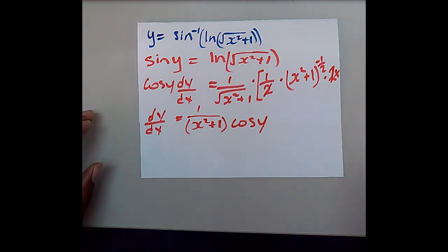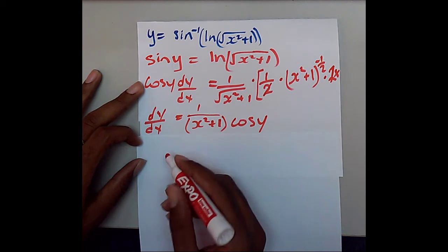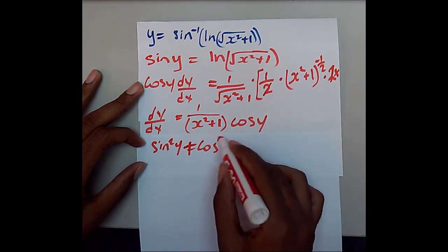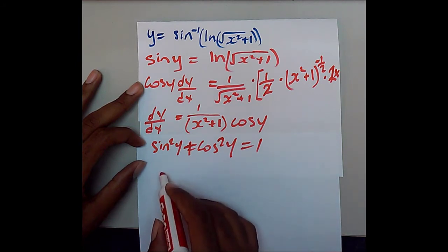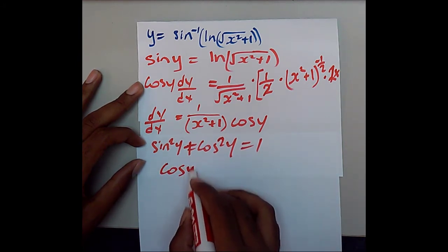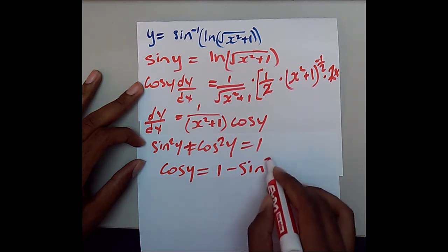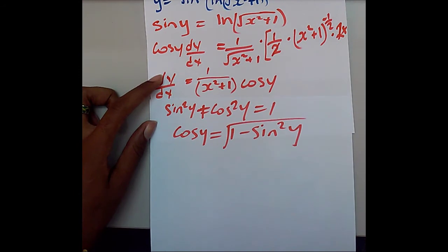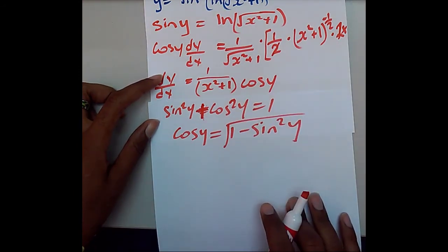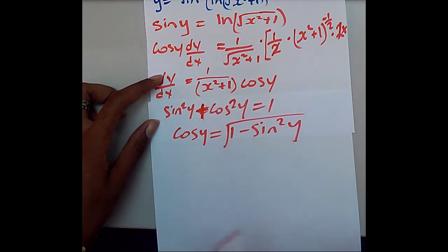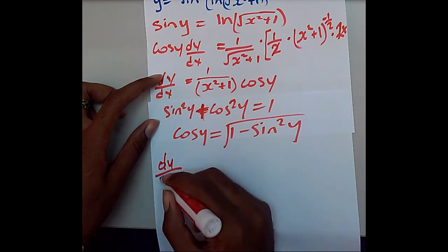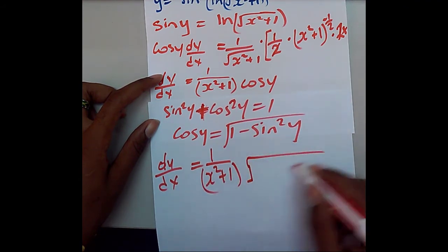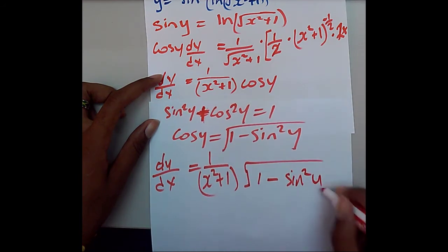However, cos y was not given, but recall the formula sine squared y plus cos squared y equals 1. Solving for cos y, we have cos y is equal to the square root of 1 minus sine squared y. So dy by dx is equal to 1 over x squared plus 1 times the square root of 1 minus sine squared y.